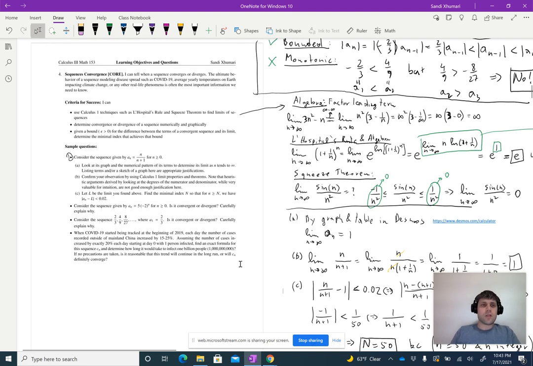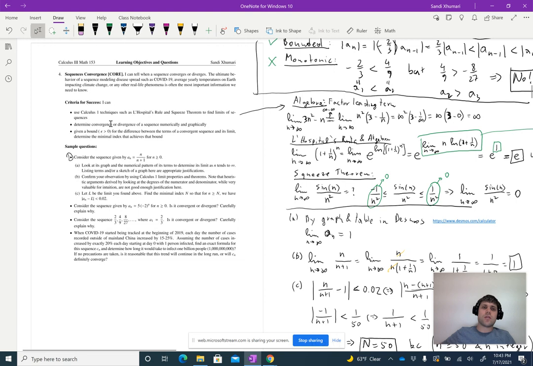Welcome. Today I'm going to talk about learning objective 4, sequences, convergence. This is a core objective, which means it's important that you understand how to solve questions related to this because it will show up in future classes and it's one of the key objectives of the course.